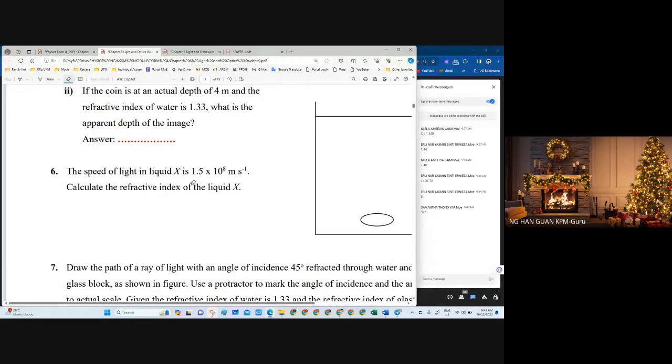Okay, so number 6 is applying another formula, which uses the speed of light in vacuum compared to the speed of light in the medium. This one is just substituting into the formula only. The possibility of it being asked in SPM is very, very low because it's not challenging at all. Just blindly substitute the formula and you can get the answer already. So anyway, what's the answer?